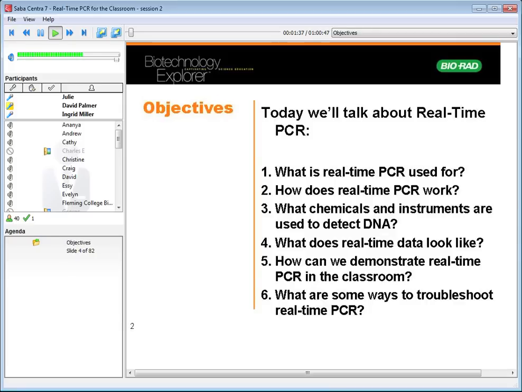So today what we'll talk about is real-time PCR and a couple of different things. First we'll go over what is real-time PCR used for, how does real-time PCR work, what chemicals and instruments are used to detect DNA, what does real-time PCR data look like, how can we demonstrate real-time PCR in the classroom, and what are some ways to troubleshoot real-time PCR.